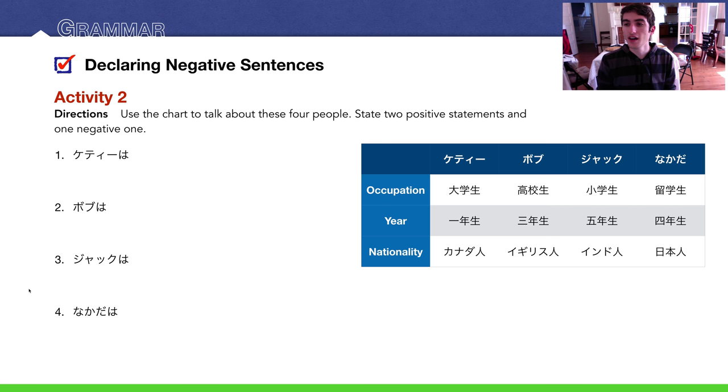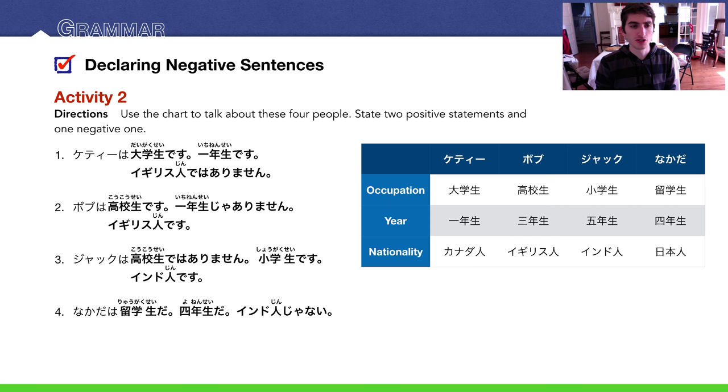Nakada-san. Nakada, I will actually use casual, informal Japanese just to shake it up a little. Nakada wa 留学生だ。4年生だ。インド人じゃない。インド人ではない。Okay? I wrote some answers beforehand. I'm not sure they exactly match what I just said. Pretty sure they do. Anyways, if you have something along these lines, as long as you have two positive statements and one negative using the correct grammar and appropriate formalities, then you should be fine.